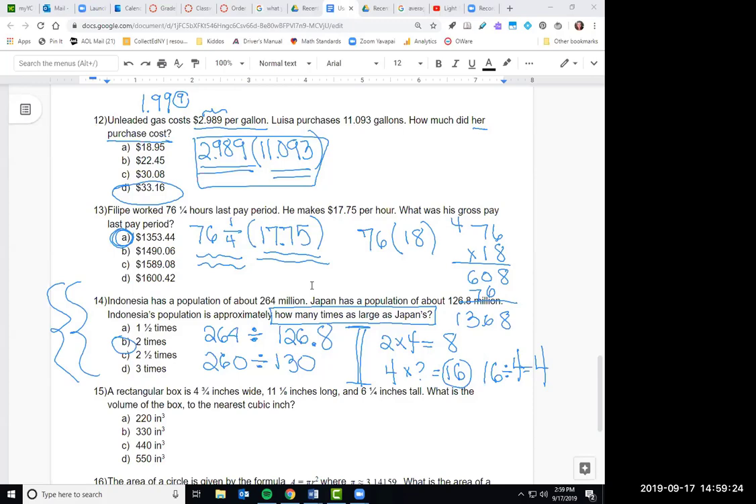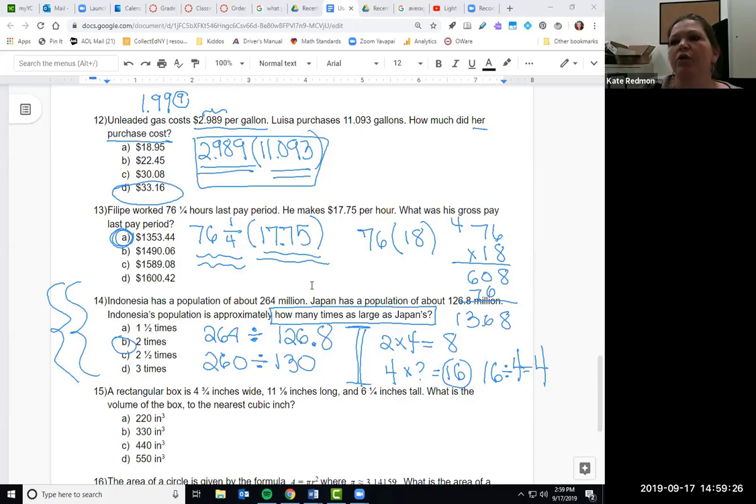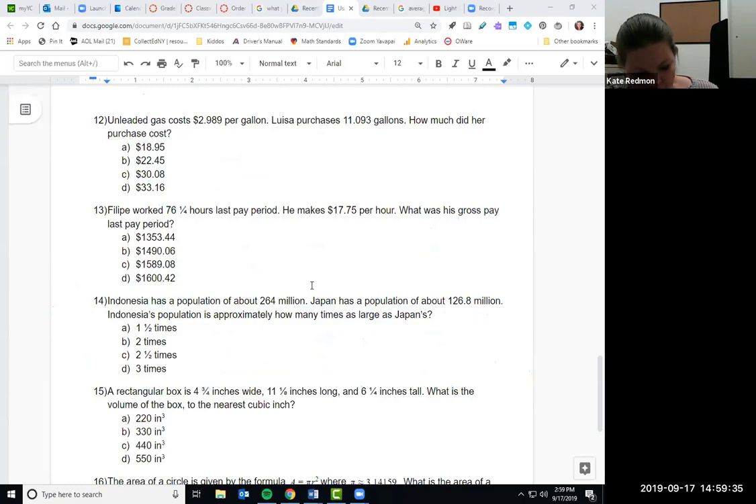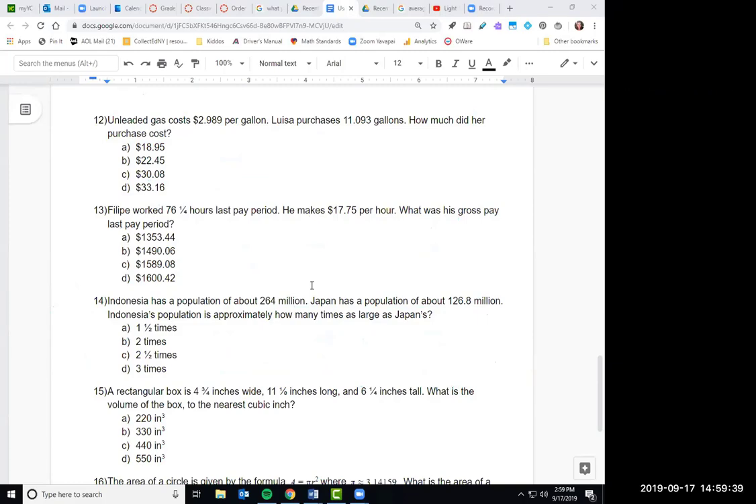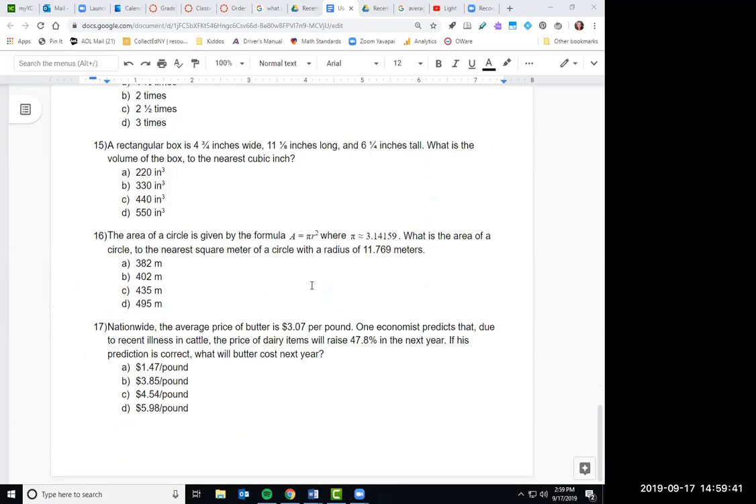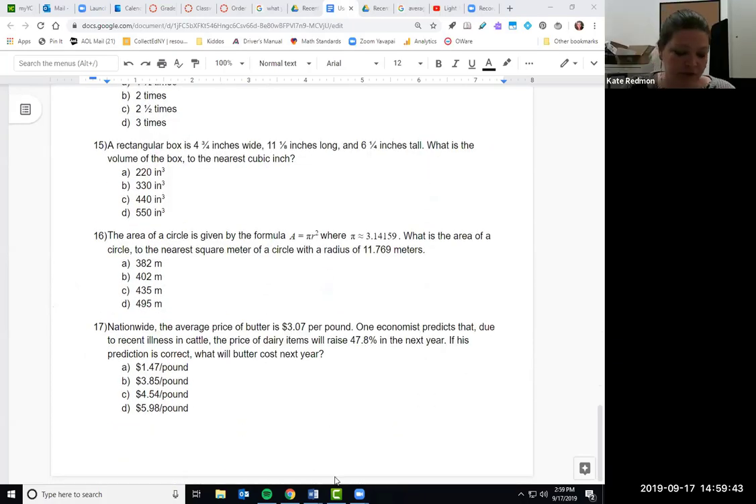So let's take a look at how we can use this skill when we're doing the geometry problems on the GED. If you have a GED formula sheet, you can pull it out. If you don't, that's okay too, because I have the formula sheet memorized. But remember that you would have a formula sheet whenever you're working math on the GED. So let's look at number 15.